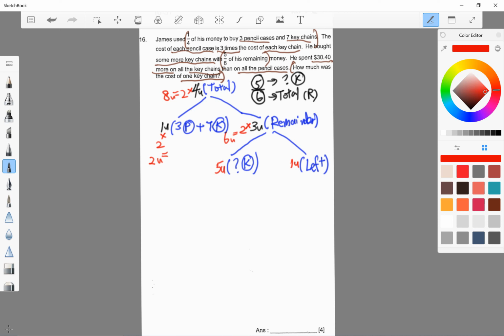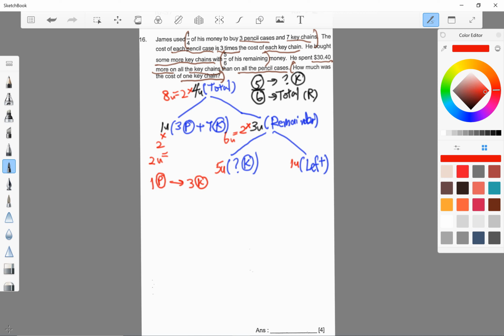Now they are asking us, he spent $30.40 more on the keychains as compared to all the pencil cases. So how are we going to resolve that? To begin with, we start with the second sentence, the part about each pencil case costing 3 times that of the keychain. What the question wants us to decipher is that if I do not buy one pencil case, it will be the same as spending the same amount of money on 3 keychains. So the price of one pencil case matches that of 3 keychains.